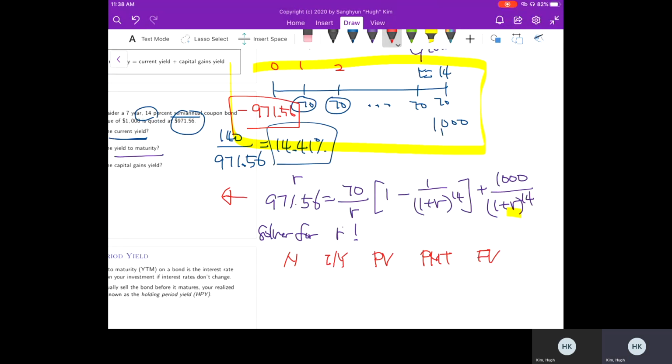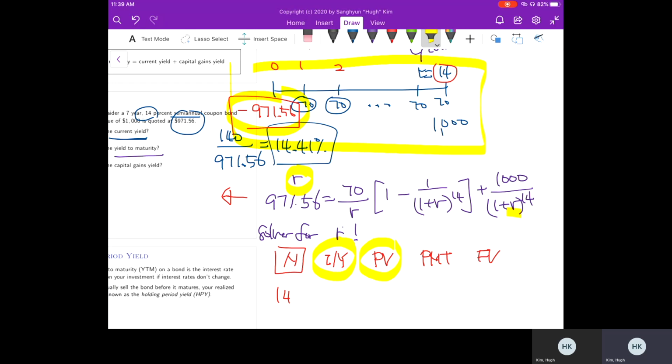So let's connect the financial calculator keys to the numbers in this problem. N is the number of periods or number of payments, so 14 in this case. And I over Y is the interest rate that we want to figure out, so in this case, R, which is unknown in this problem. And PV is the present value, which is here.